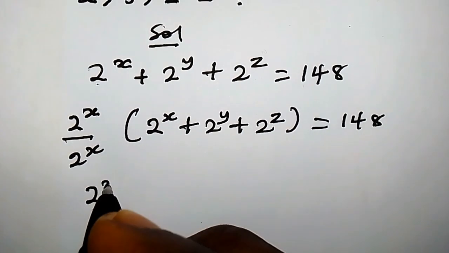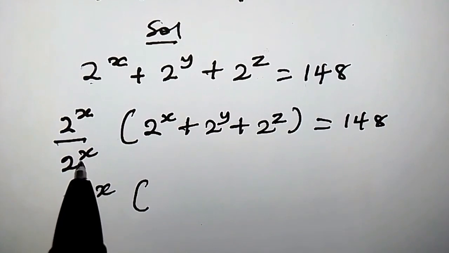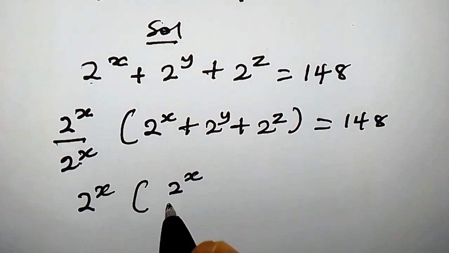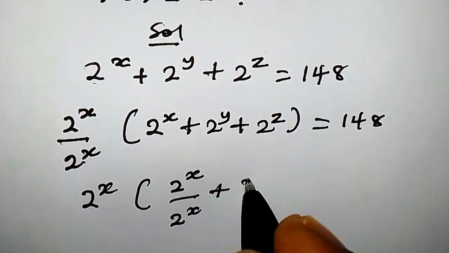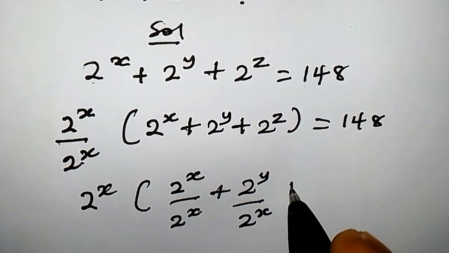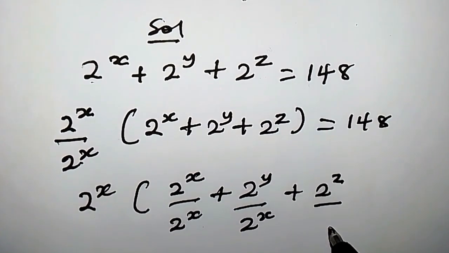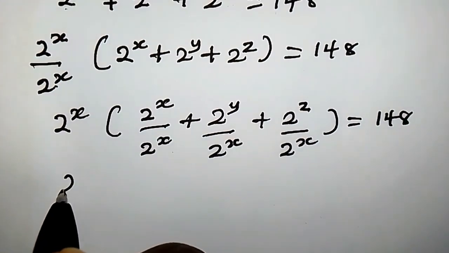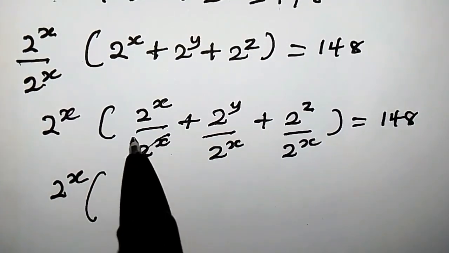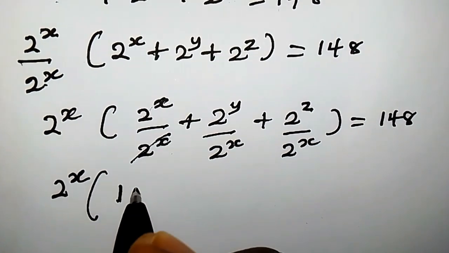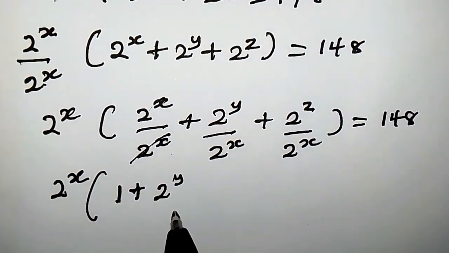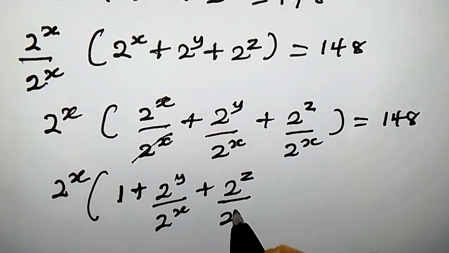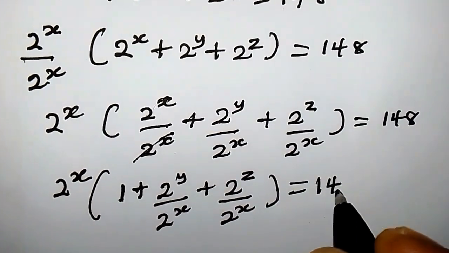So we have 2 to the power of x into, we can distribute this denominator over each of these terms. We're going to have 2 to the power of x over 2 to the power of x, plus 2 to the power of y over 2 to the power of x, plus 2 to the power of z over 2 to the power of x, equals 148. So we have 2 to the power of x into, this one cancels out, so we have 1 plus 2 to the power of y over 2 to the power of x plus 2 to the power of z over 2 to the power of x, equals 148.